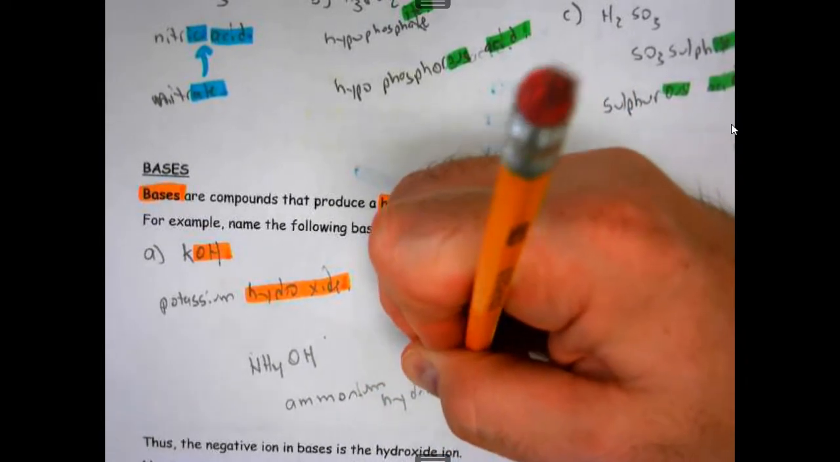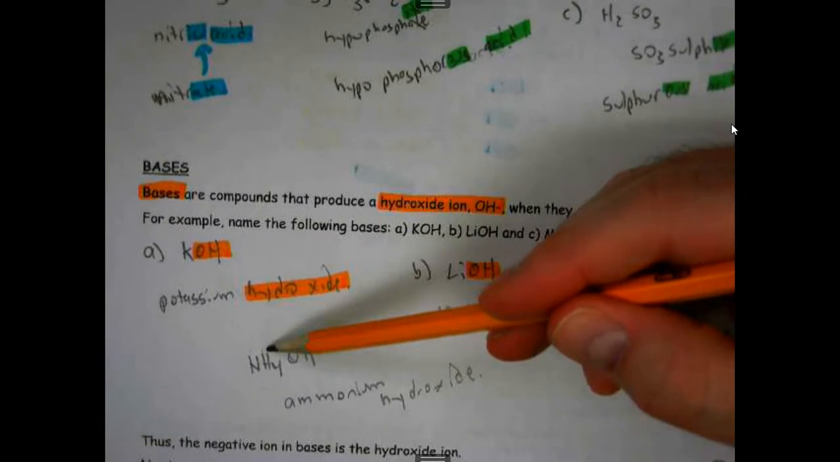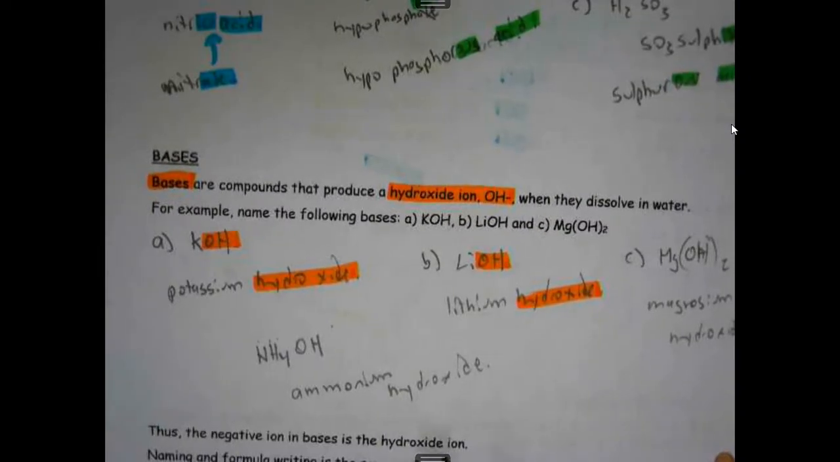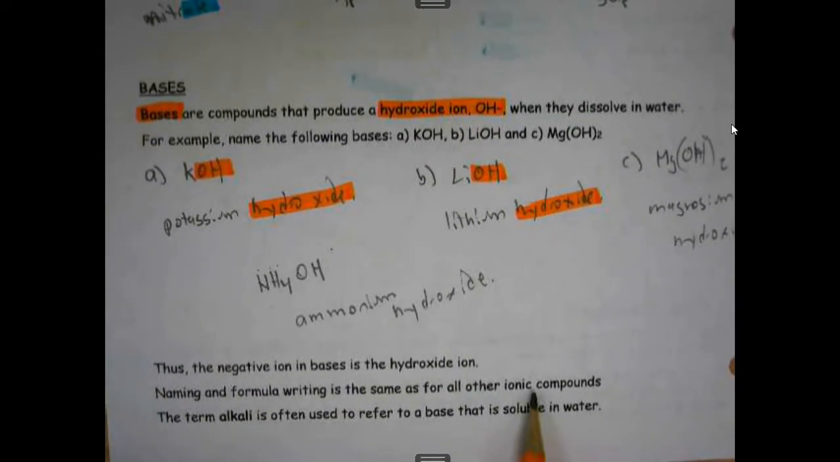Even though it's 2 polyatomics and not just a metal. So you don't have to have metals as your positive ion. Okay? The negative ion in bases is always the hydroxide ion. Naming and formula writing is the same as your other ionic compounds. You already learned the rules. We're just now identifying these things as being bases.